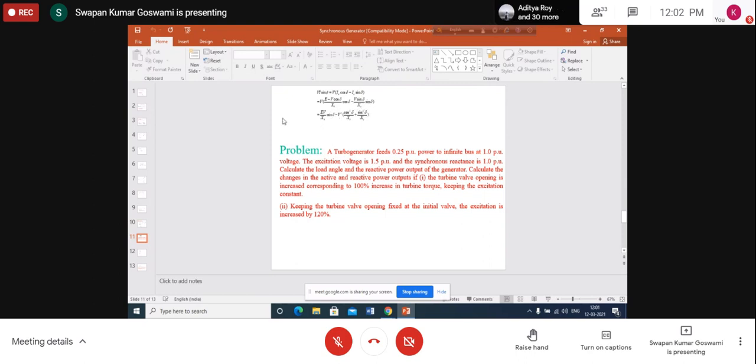Rearrange, ultimately you will get this expression: EV by Xd cos δ minus V square times cos square δ by Xd plus sin square δ by Xq. So you see that it is almost the same expression except the presence of Xd and Xq.